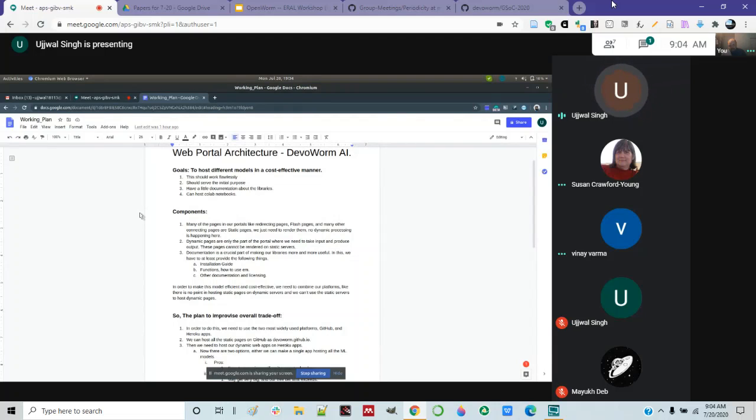The second part is the dynamic pages, where we are actually uploading the dataset and getting the model back. This is where all the input is taken and we have to produce outputs. These pages cannot be rendered on static servers like GitHub. So we have to render them on something like Heroku, DigitalOcean, AWS, something like that.